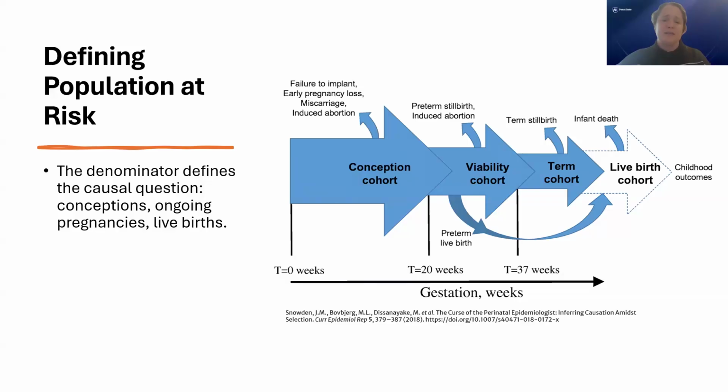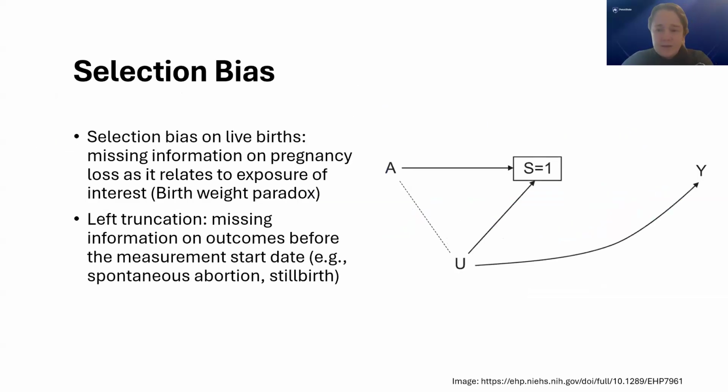And then if you decide to look only at live births, how does that bias your results? Why is that the right decision, and how does that impact your research question? So defining your denominator is really important.